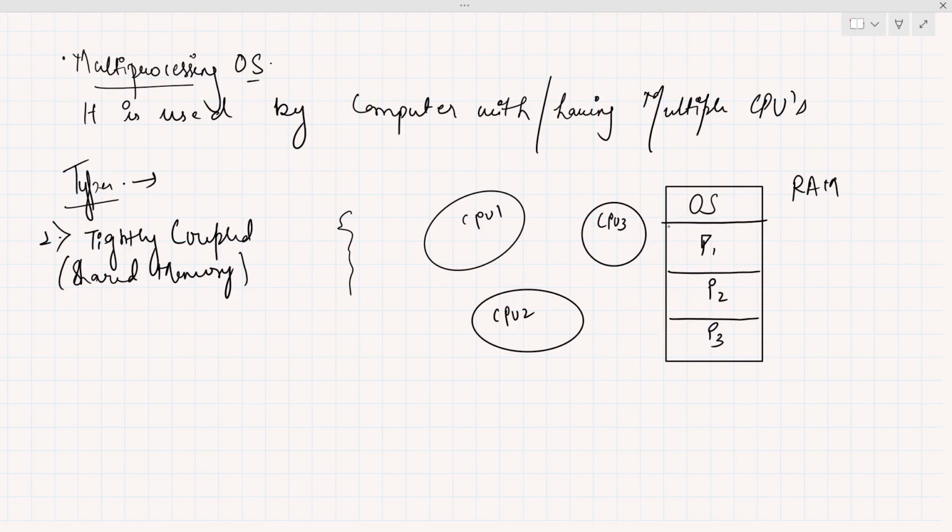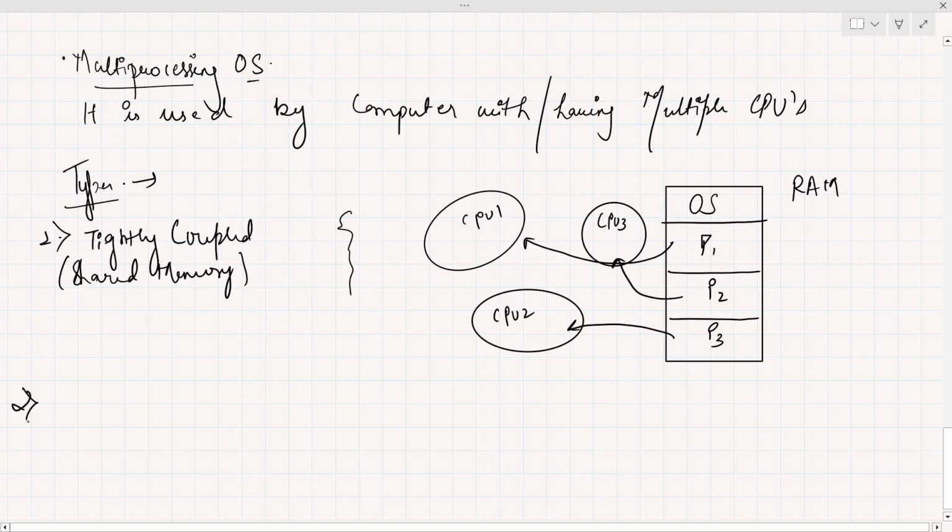So what does the operating system do? It gives the programs to the different CPUs to execute. Here you can see that every program is executing, which means this is a very fast computer. With many CPUs running many programs, it is definitely faster than the multi-programming or uni-programming systems we studied. This is the shared memory, or tightly coupled, multi-processing operating system. Remember, we have only one memory, and all the programs are in that memory.